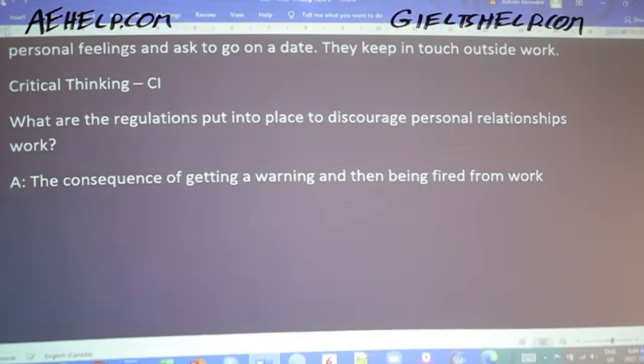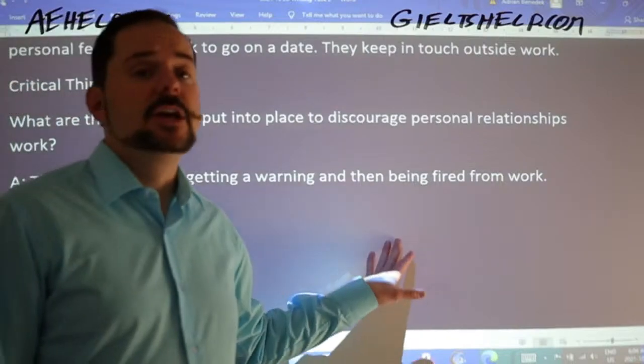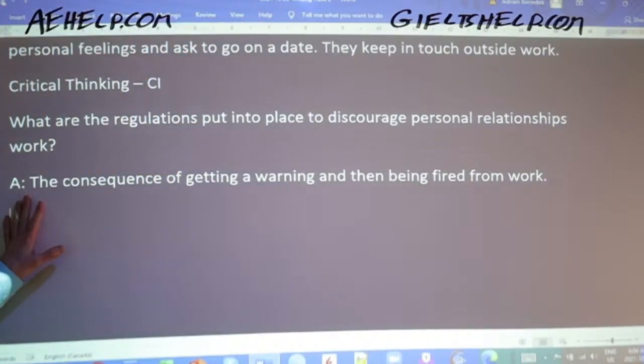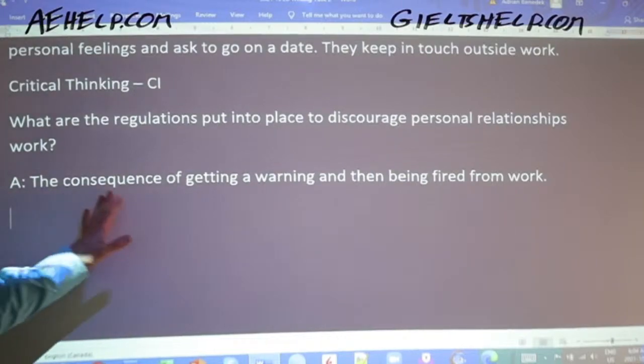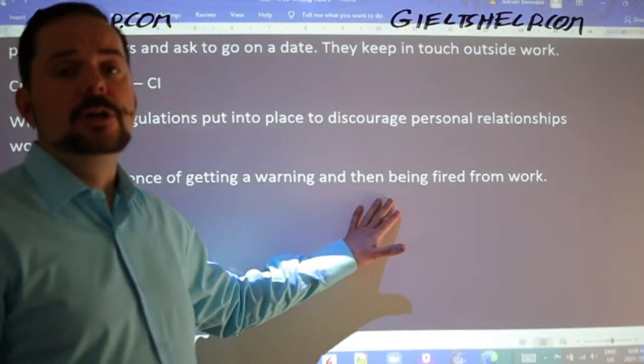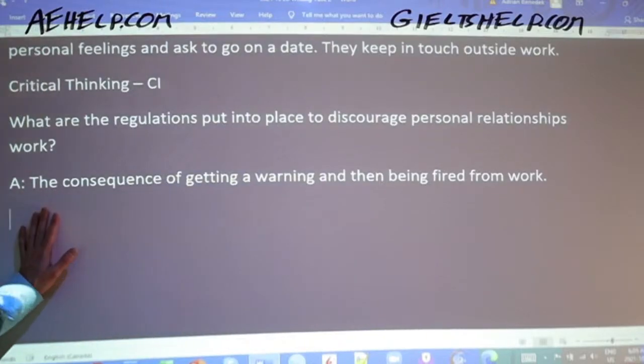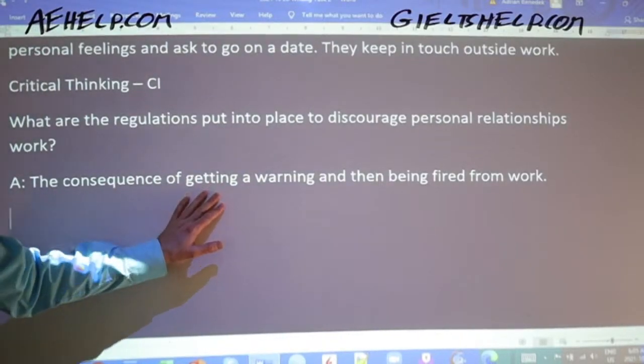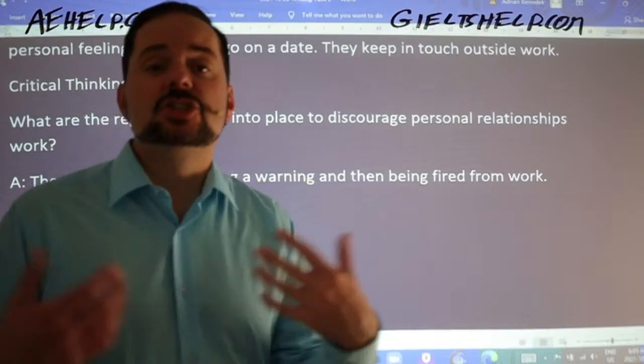Yeah, so that's absolutely it. Usually the policy for those companies that have these policies, they will say that, okay, if you have personal relationships, then one or both of those people will be fired from the workplace. They might get a warning first, and then they might get fired after. But that's just generally the rule, right?